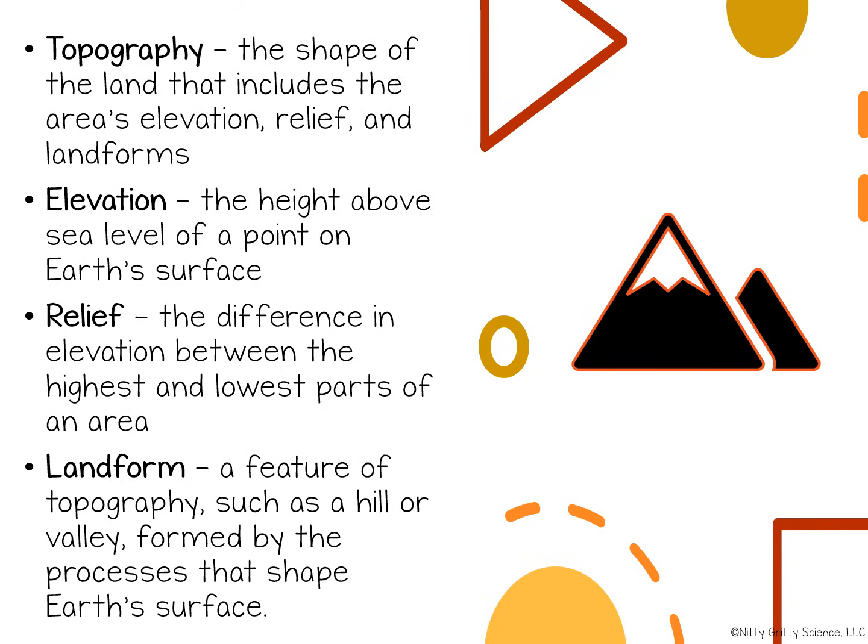Landforms are features of topography, such as a hill or a valley, formed by the processes that shape Earth's surface. Different landforms have different combinations of elevation and relief. There are three main types of landforms: plains, mountains, and plateaus.